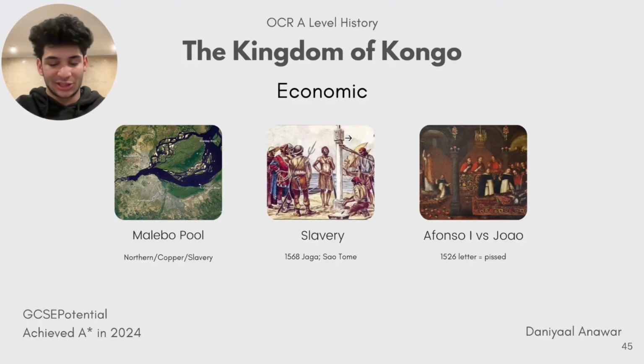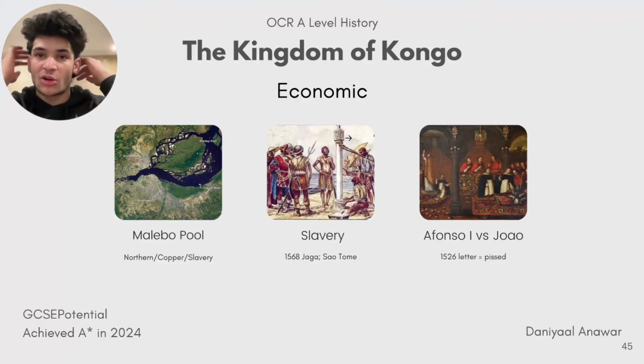And once again, I guess that just goes to show the reliance of Portugal, the reliance of Congo on Portugal within sort of their economic success. Their economic success was directly linked to Portugal because they were exploiting so many of their people. So those are the 3 points: Malibu, slavery, Alfonso I versus João. Just as a point to make, the study of Congo is mostly sort of looking at Europe and interactions with Portugal.